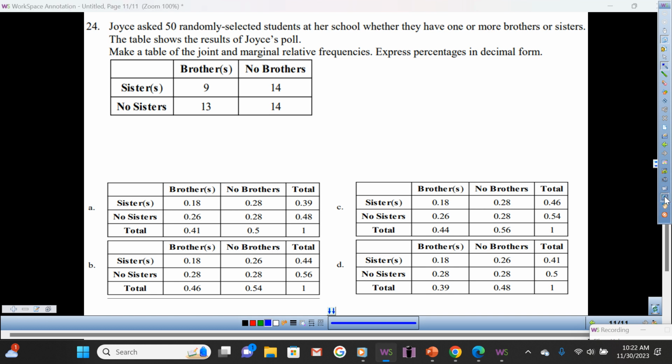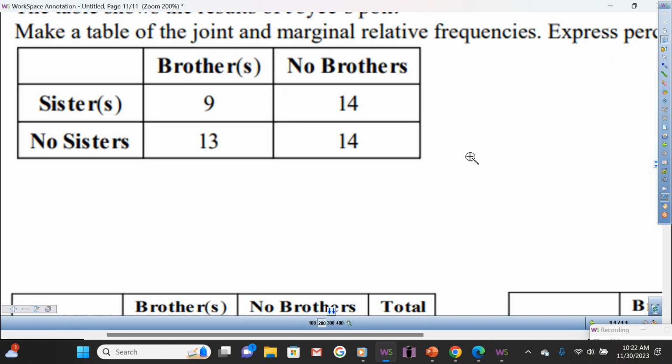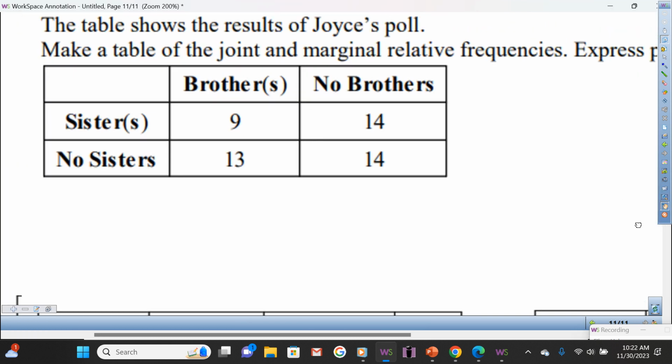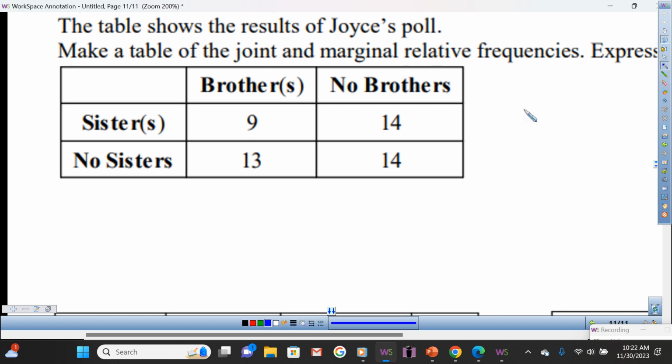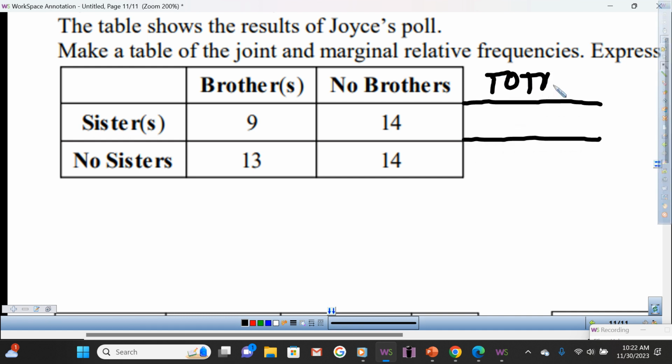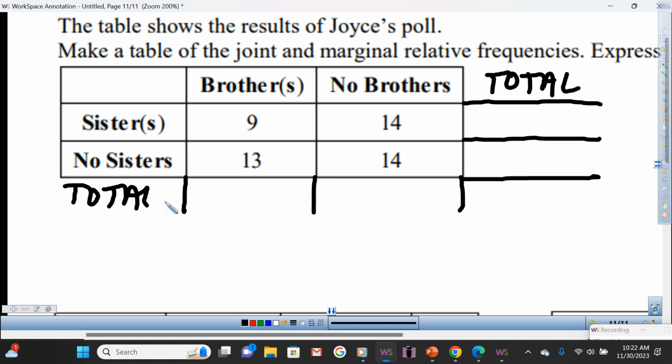Let me zoom in. And of course, we do need an extra column and we do need an extra row for our what? Totals, yes. I'll give you some time, copy that.